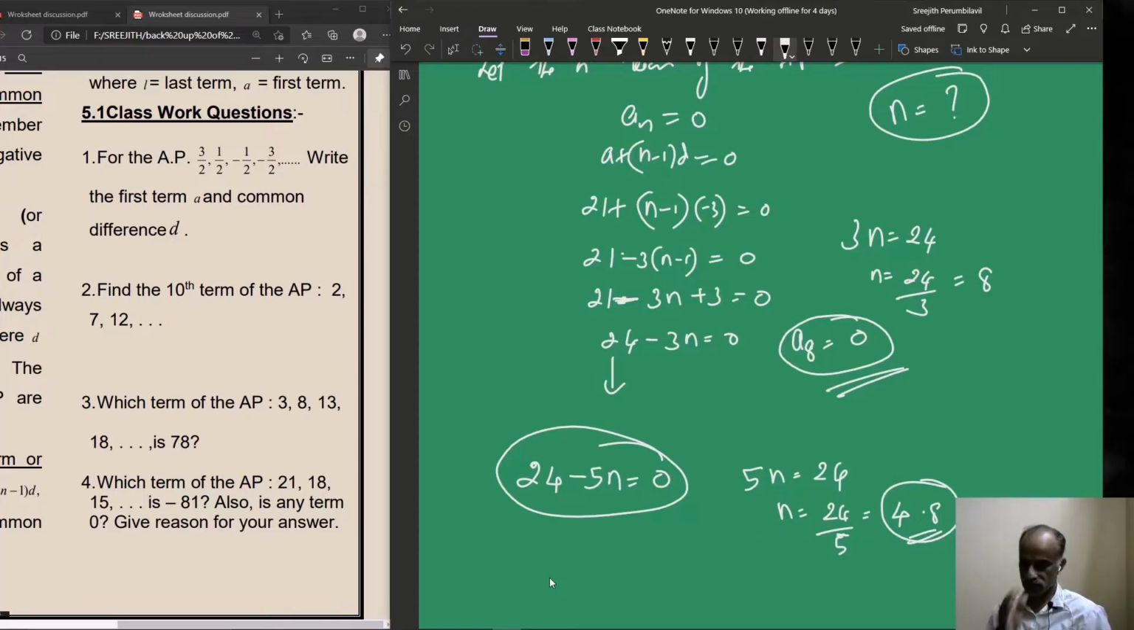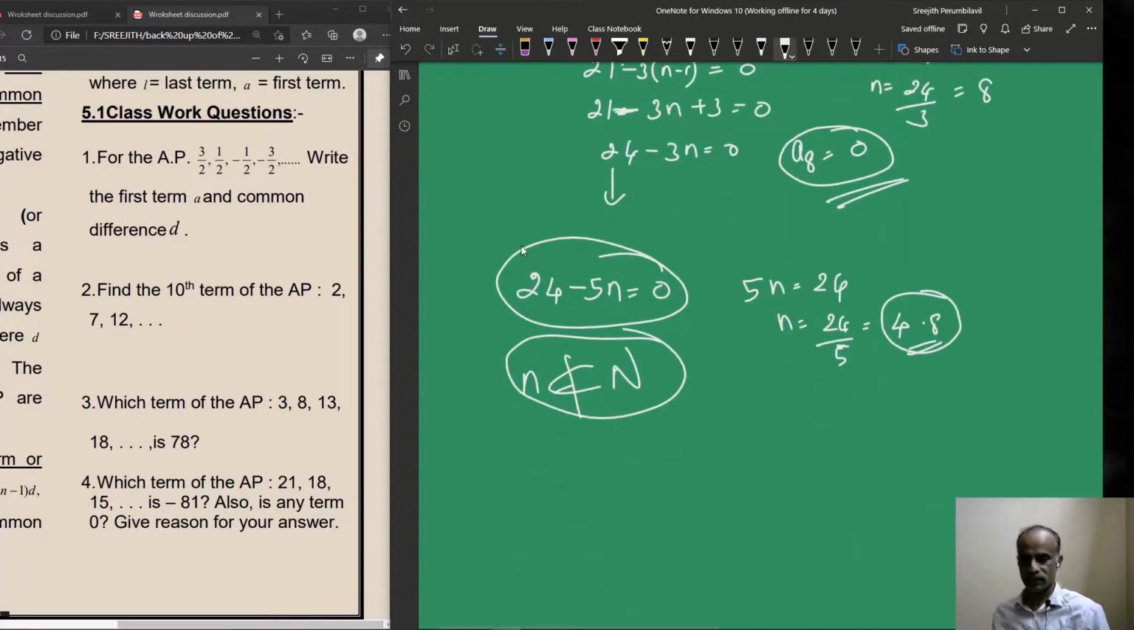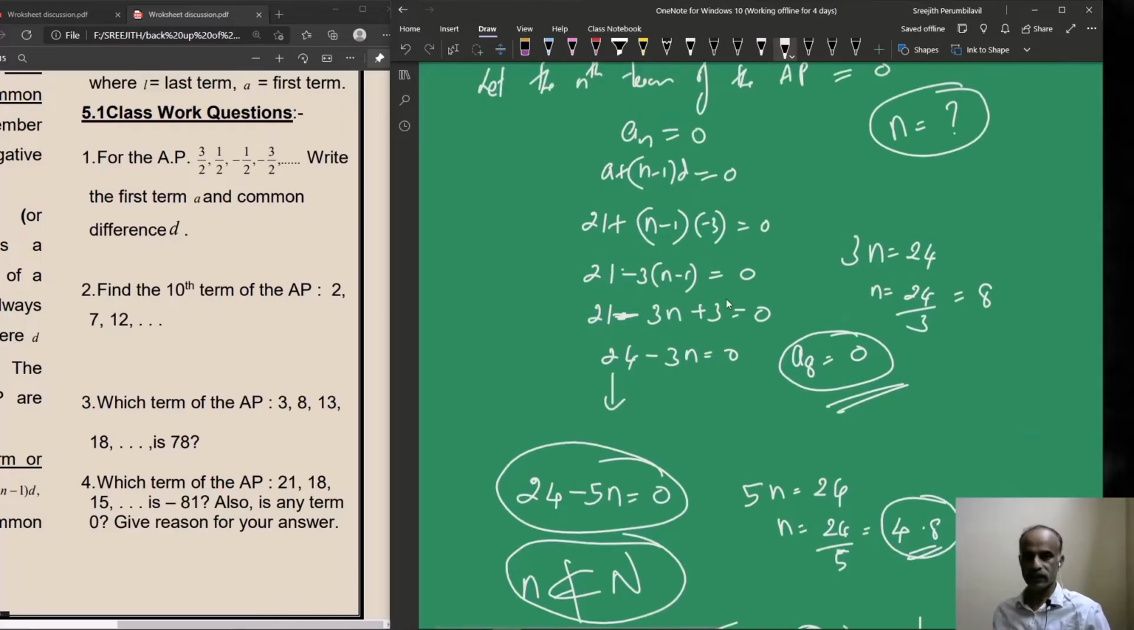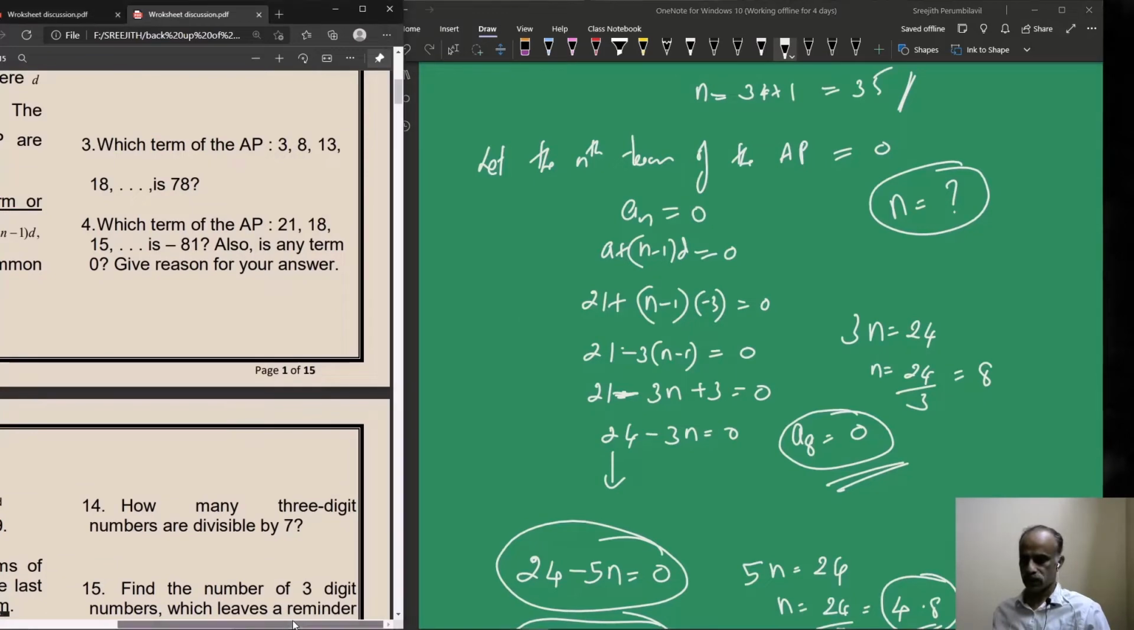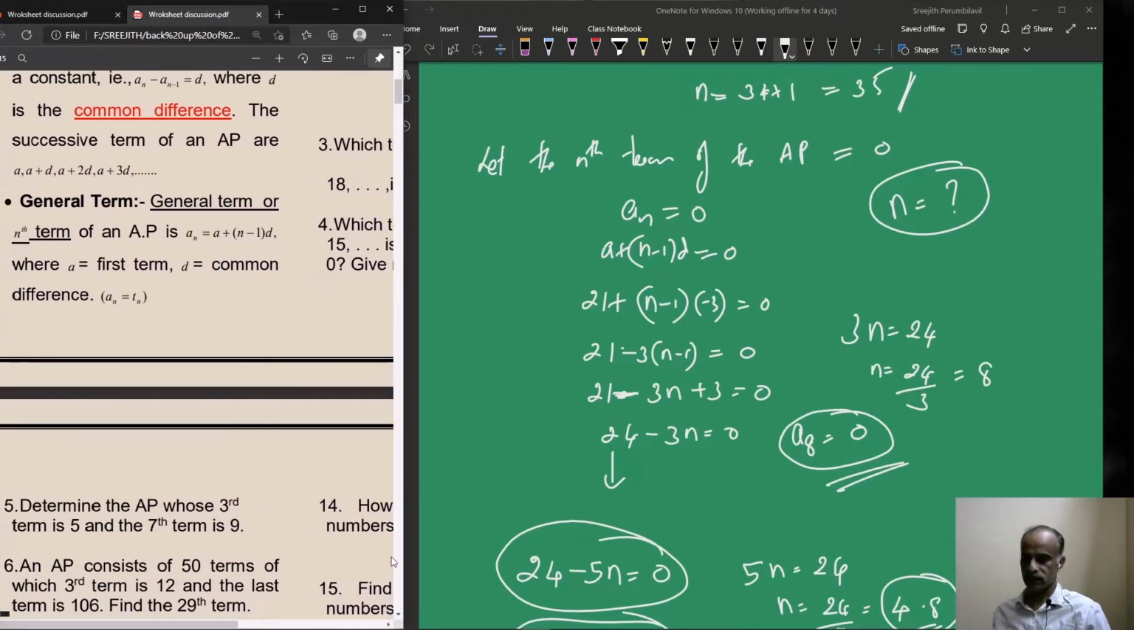So if the value of n is not a natural number, then that means there is no such term. Suppose for a board exam you are getting something like this, that means 0 is not a term of this AP. Here we are getting 0 as the 8th term. Is it clear? So now next question we are going for.